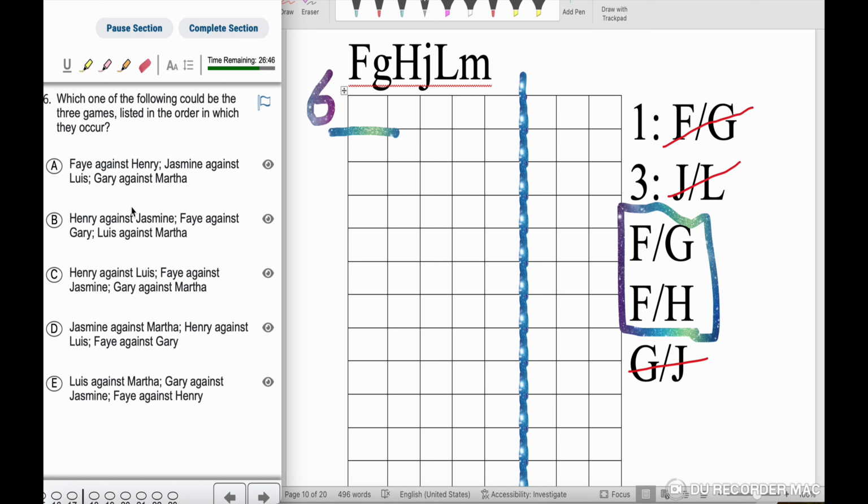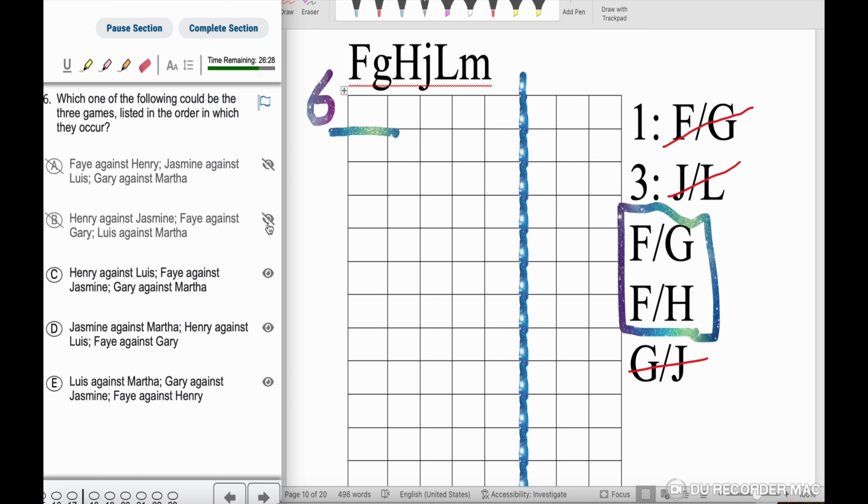So for choice for the first one, neither F or G is allowed to play. So let's look for F and G and take them out of the first game. So for choice A, I want to go and take off F because it was in the first game. Now I'm looking for J and L in the third game. I see L and B. I'm going to remove it.